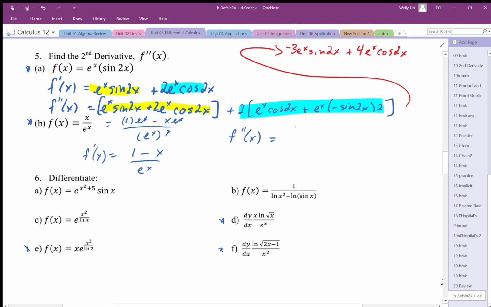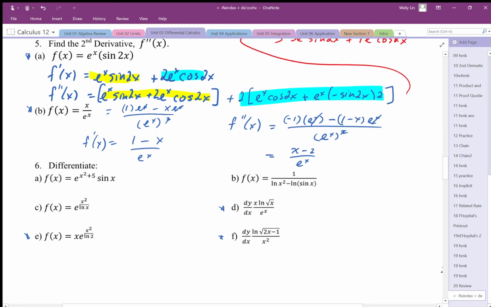So it's going to be the derivative of the top, which is negative 1, times e to the x, minus 1 minus x times the derivative of e to the x, over e to the x squared. Again, there's a common factor of e to the x. So I'm going to simplify that into positive x minus 1 minus 1, which is x minus 2 on top, over e to the x.